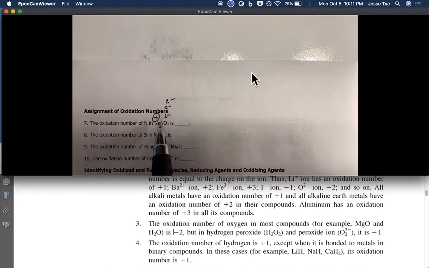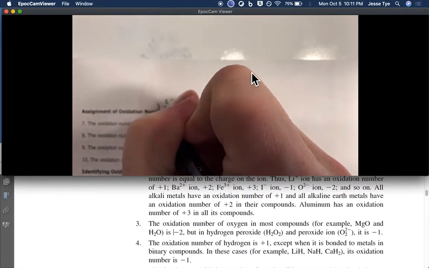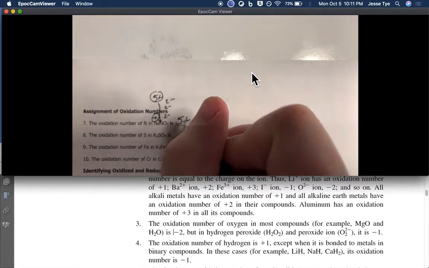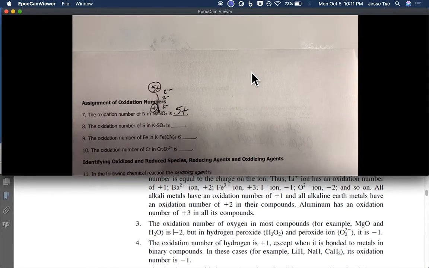So these oxygens are -2, -2, -2. And this whole compound at the end has to have no charge. So -2, -2, -2, that's 6 minus, and so far I only have 1 plus, and so the nitrogen has to be 5 plus. Nitrogen has to be 5 plus because the entire compound at the end of the day has to be neutral.